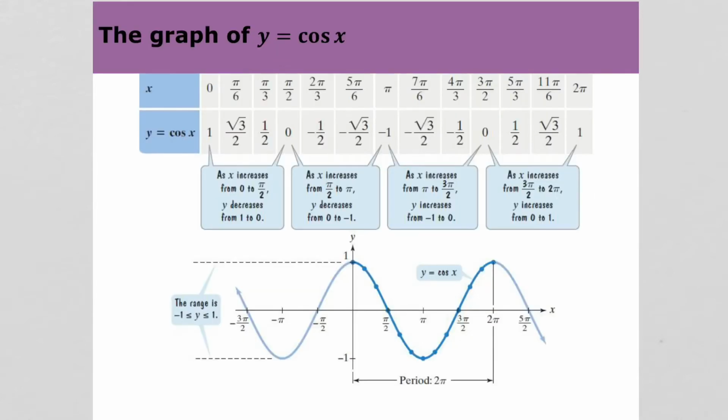Cosine x is very similar to sine of x, except sine did like this. Cosine is basically a phase shift, which we'll talk about what that is later. It's basically a phase shift of sine by pi over 2 to the left.